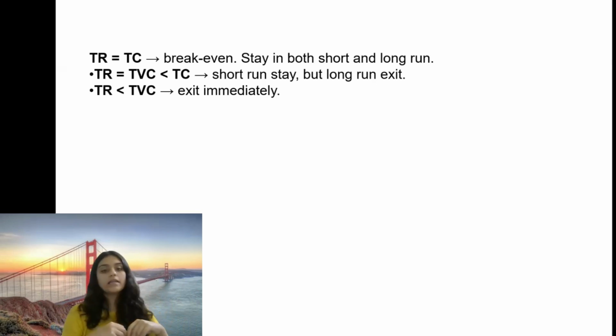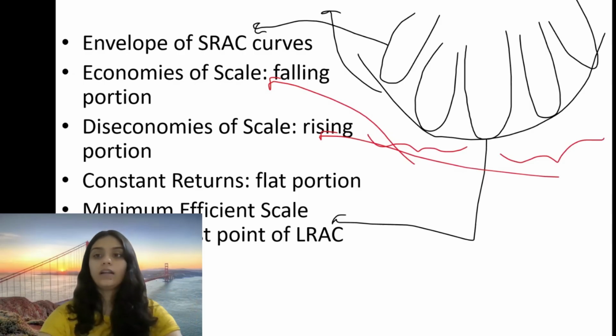There is a third concept, that is constant returns to scale. Constant returns to scale occurs when your production is increasing, but your cost per unit remains the same. Now, next is the short run average cost curve and long run average cost curve.